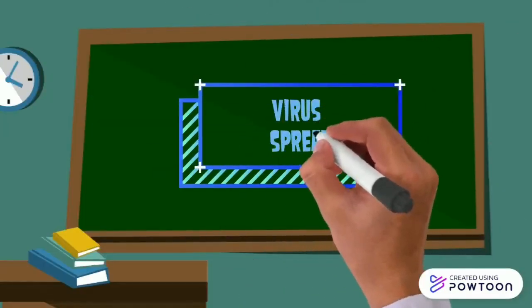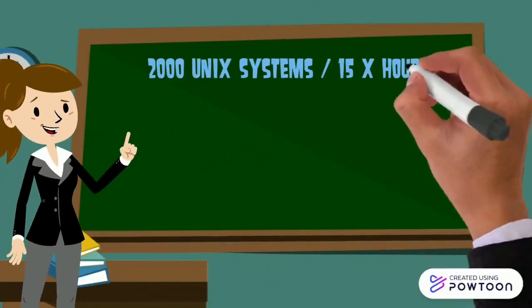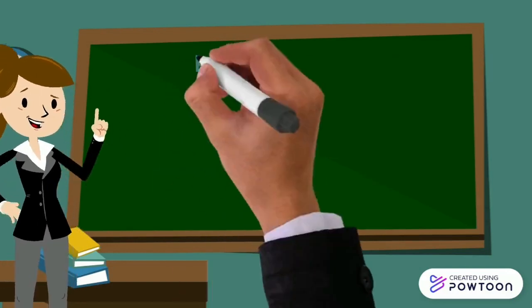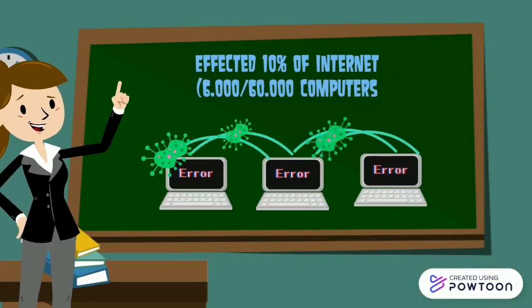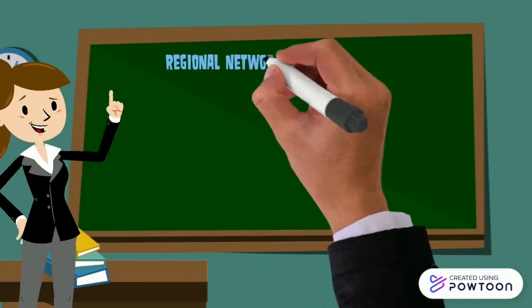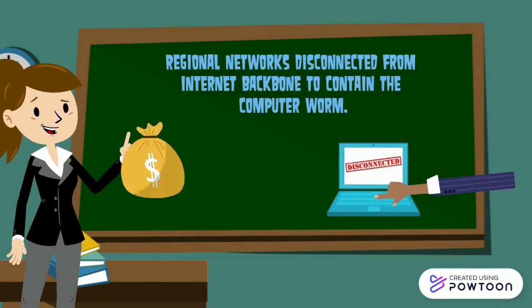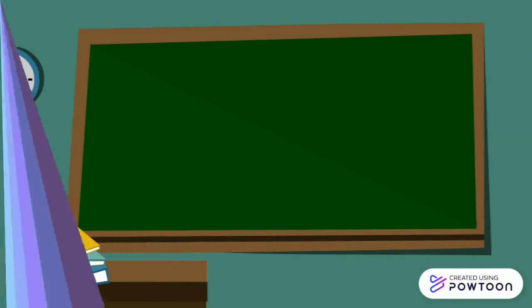Now, let's discuss how the virus spread. With the rapid spread of the Morris Worm, more than 2,000 Unix operating system users were hit by it in just 15 hours. The Morris Worm spread so quickly that it could not be stopped immediately. An estimated 10% of computers connected to the internet were affected by the Morris Worm, and it is estimated that 6,000 of 60,000 computers were infected. With its spread, regional networks were disconnected from the internet to prevent the increase of affected computers. The cost of filtering the computer worm reached an amount of $10,000 to $10 million.